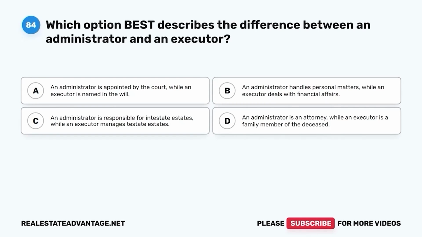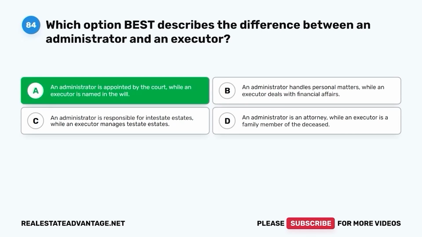Question 84. Which option best describes the difference between an administrator and an executor? A. An administrator is appointed by the court, while an executor is named in the will. B. An administrator handles personal matters, while an executor deals with financial affairs. C. An administrator is responsible for intestate estates, while an executor manages testate estates. D. An administrator is an attorney, while an executor is a family member of the deceased.